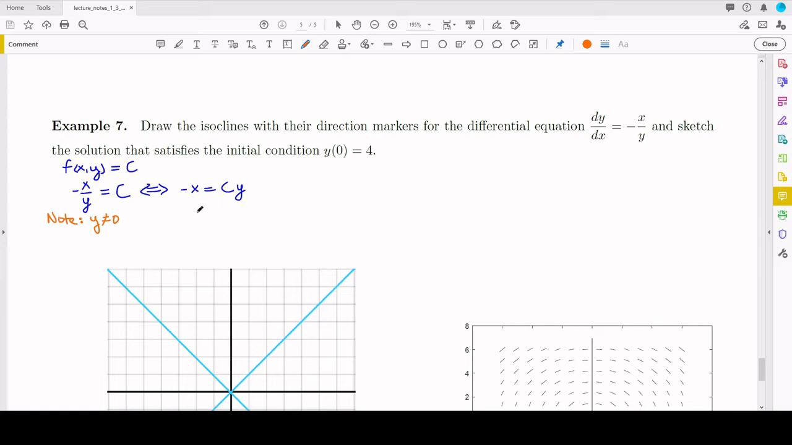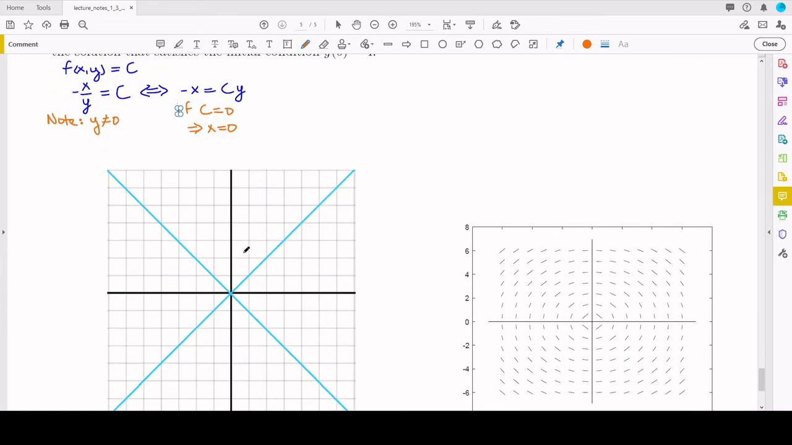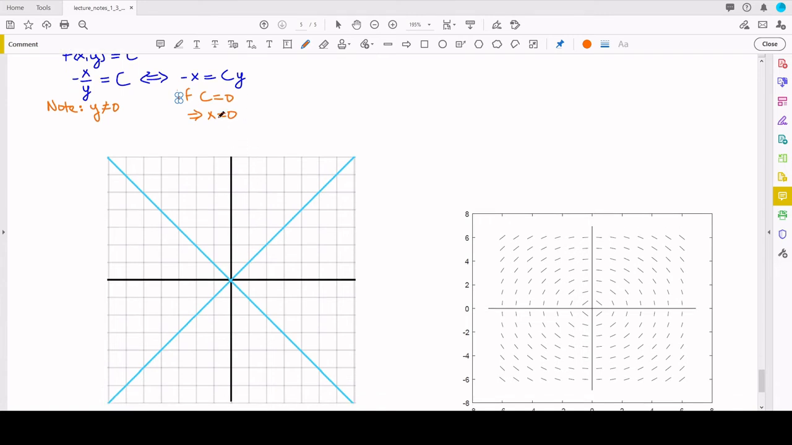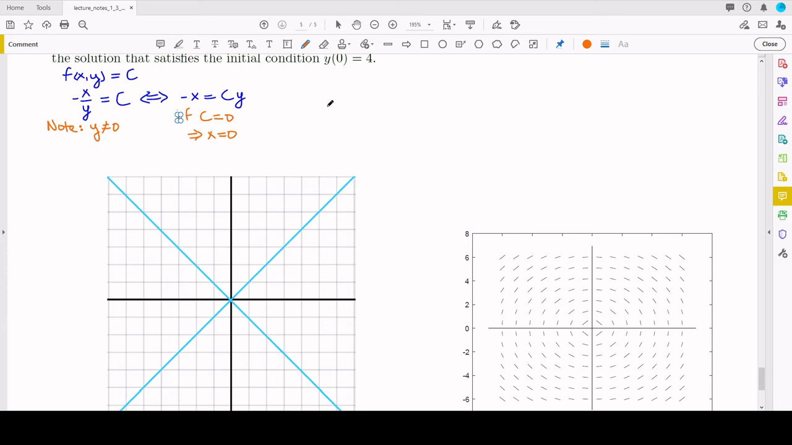So there's a special case here because we want to solve for y, and so I want to divide by c. But if c is 0, then the right-hand side becomes 0, and then we have negative x equals 0, or just x equals 0. So if c is 0, then the isocline is the line x equals 0. So let's put in that isocline here. So x equals 0, that's the y-axis.